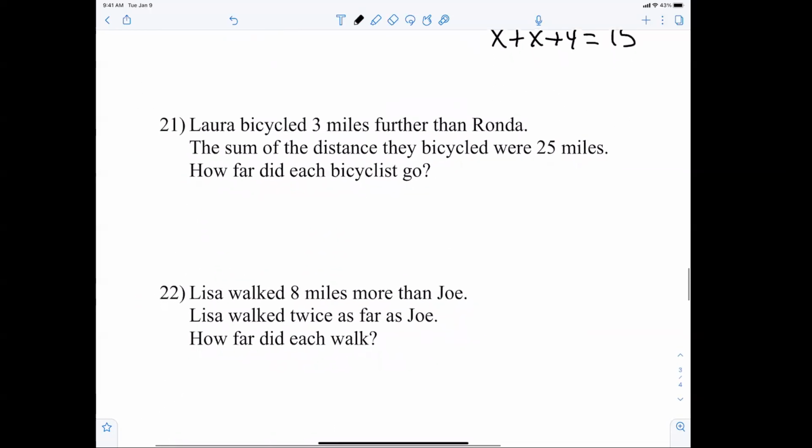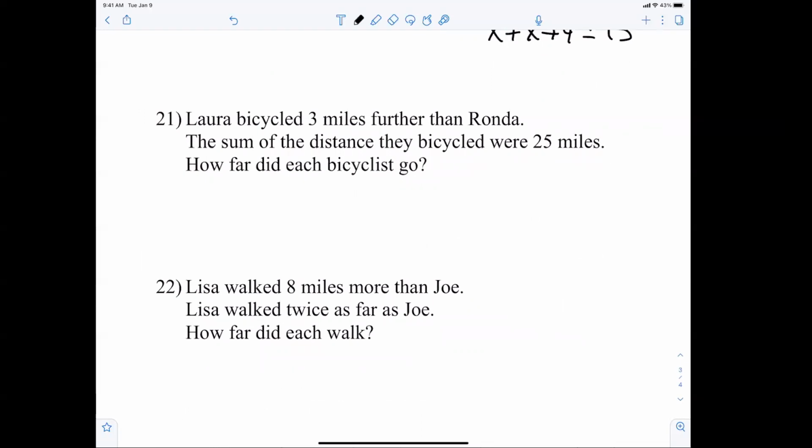All right, Tyler, go. Laura biked 3 miles further than Rhonda. Hold up. And the sum of the distance the bicycle. So how much did Rhonda bike? Who is plus 3? Wait, one sec. Stop. Laura biked more miles than Rhonda. So how much did Rhonda bike? X. So good. So what is Laura? X plus 3. Yes. All right.